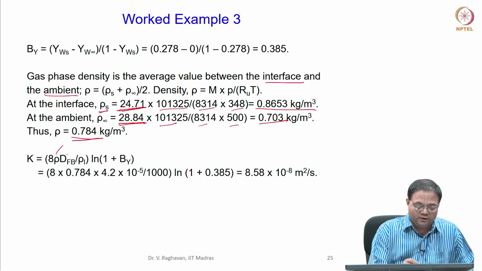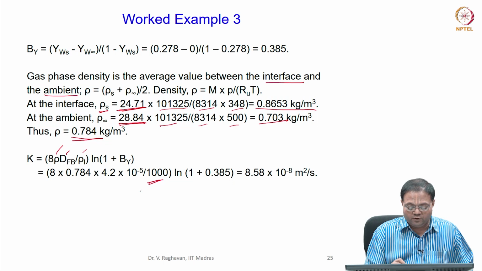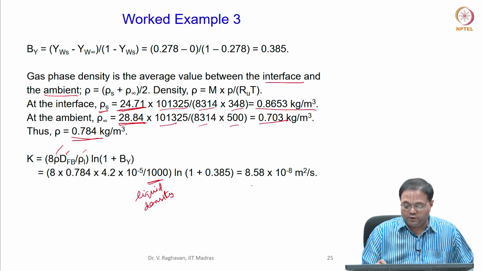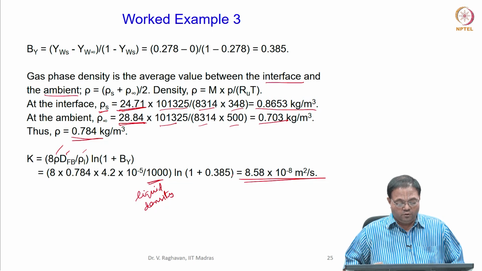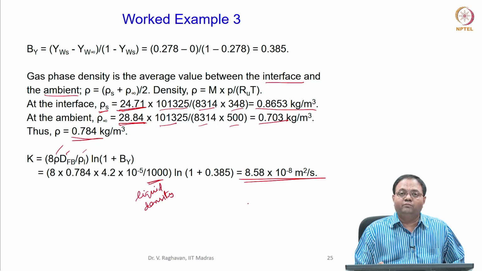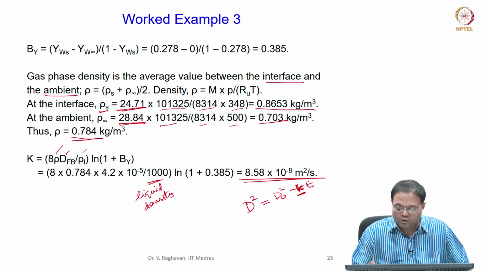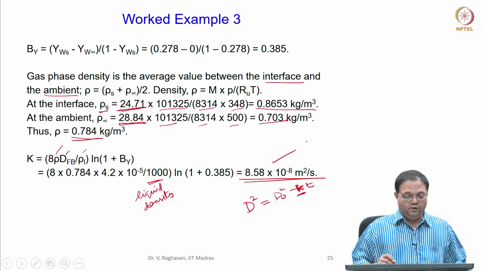Substitute the average density, D is known, average D is known, then rho L is 1000, the liquid density. So, substitute it, you get the K value. K is nothing but the evaporation constant. Okay, that is the D square law. So, you know the D square law. So, this K is the evaporation constant, in meter square per second. So, that is what you get. So, that is what is asked.